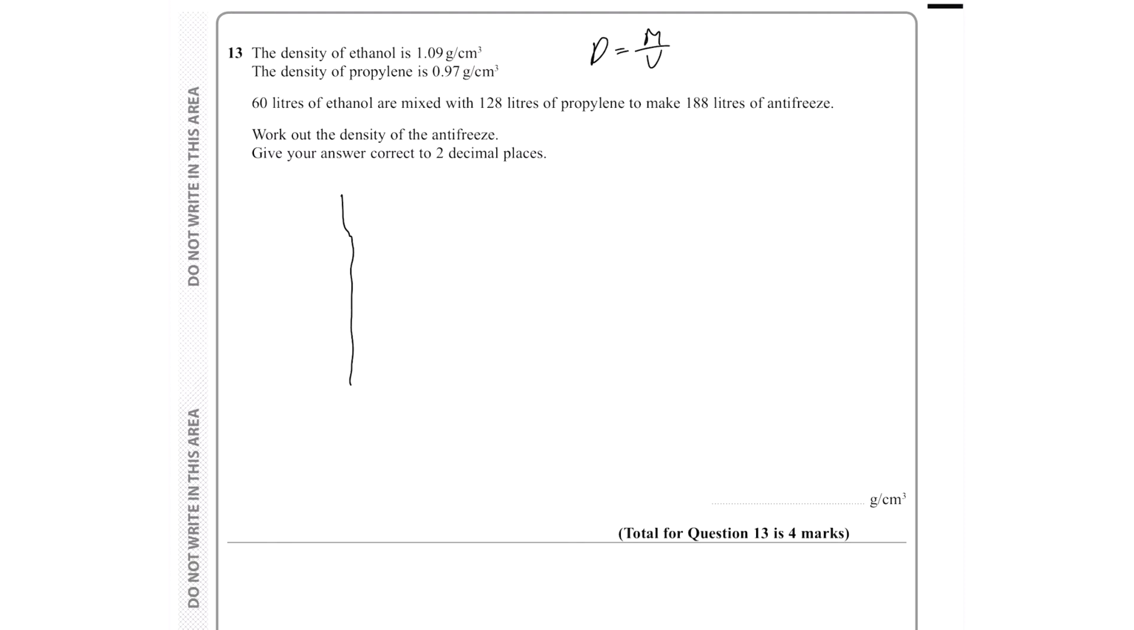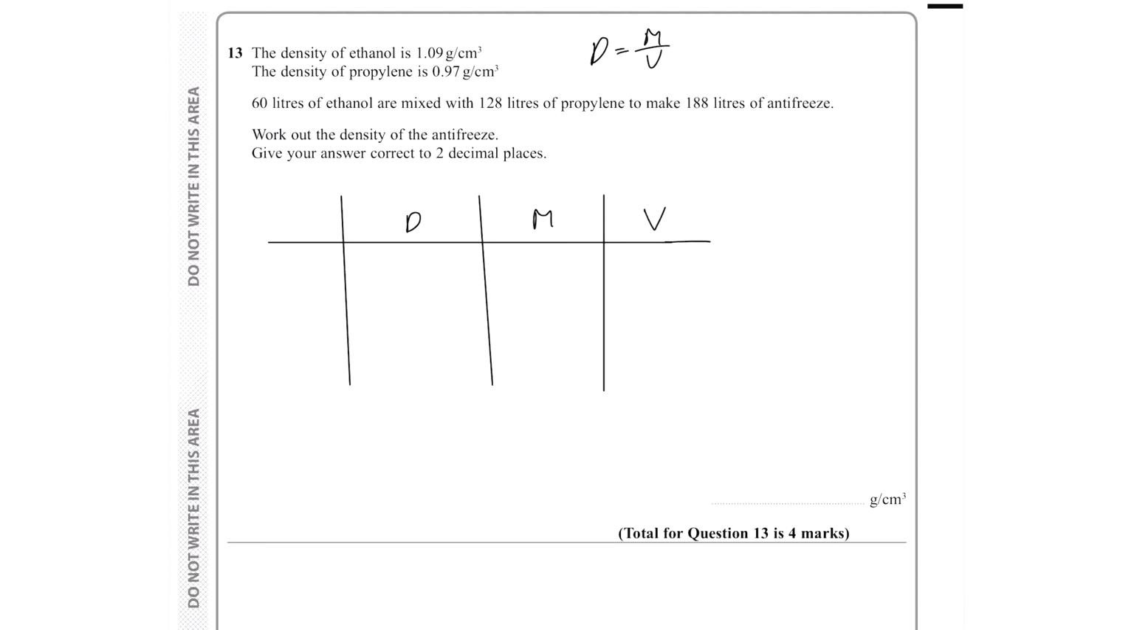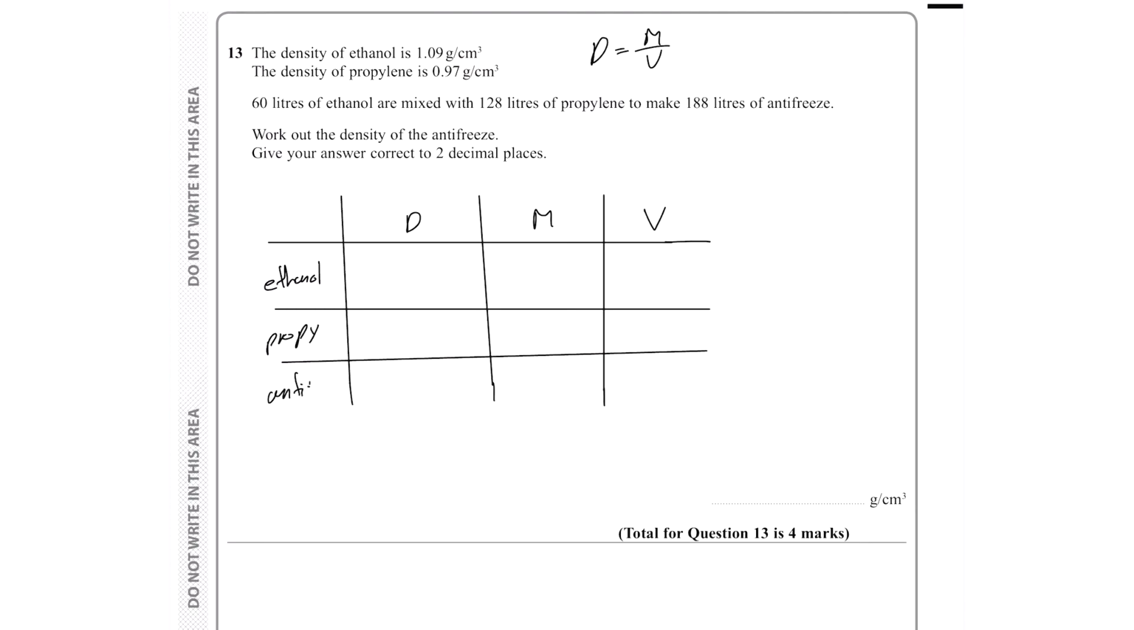So we will have 3 columns, something like so. We have density, mass, and volume. And then we've got the 3 liquids: ethanol, propylene, and the antifreeze. So we know the density is 1.09 for ethanol and 0.97 for propylene.